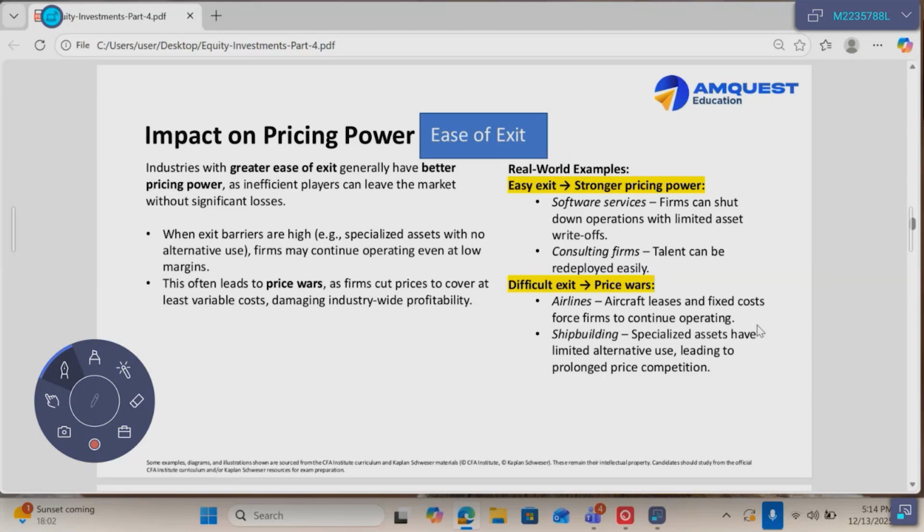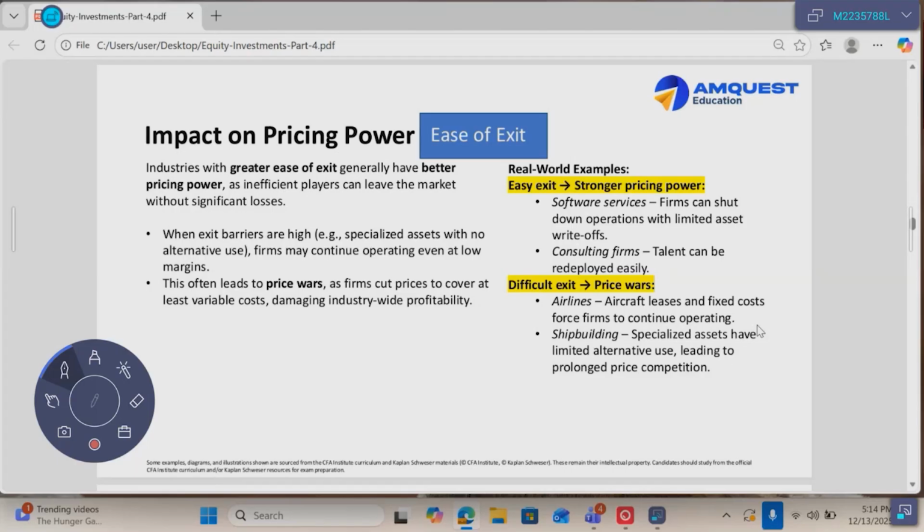Real world examples: software services, a firm can shut down operations with limited asset write-off. Consultancy firm, the talent can be redeployed easily. You will get jobs. You can easily switch from one firm to another. It is difficult to exit airlines because planes would have been taken on lease from Boeing or Airbus. The fixed costs to run are very high. You have to pay salaries to the pilots. You have to pay fees to the airports as well.